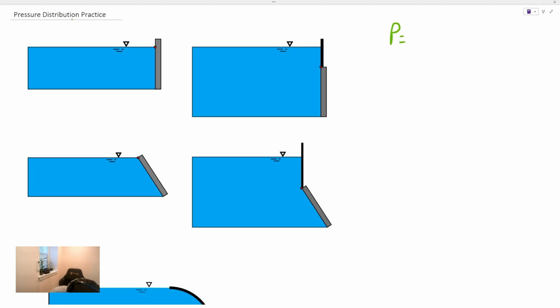Just like we saw for the manometer problem, the equation of hydrostatics is pressure is gamma times h. And we're going to look into that gamma term a little bit more, right? Gamma has units of newtons per cubic meter and can be interpreted as a weight per unit volume, or it could be interpreted as pressure per unit depth. And that's how we're going to interpret it in this problem here.